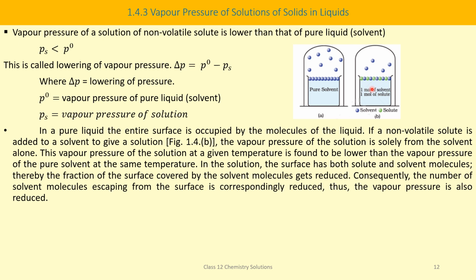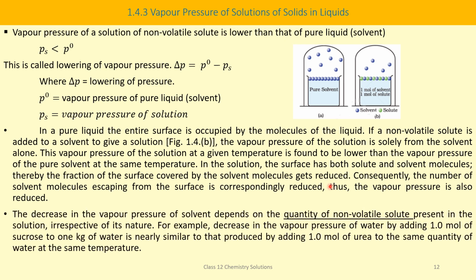The vapor pressure, here in case B, of the solution at a given temperature is found to be lower than the vapor pressure of pure solvent at the same temperature. In the solution, the surface has both solute and solvent molecules. Thereby, the fraction of surface covered by solvent molecules gets reduced. Consequently, the number of solvent molecules escaping from the surface is correspondingly reduced. Thus, the vapor pressure is also reduced.